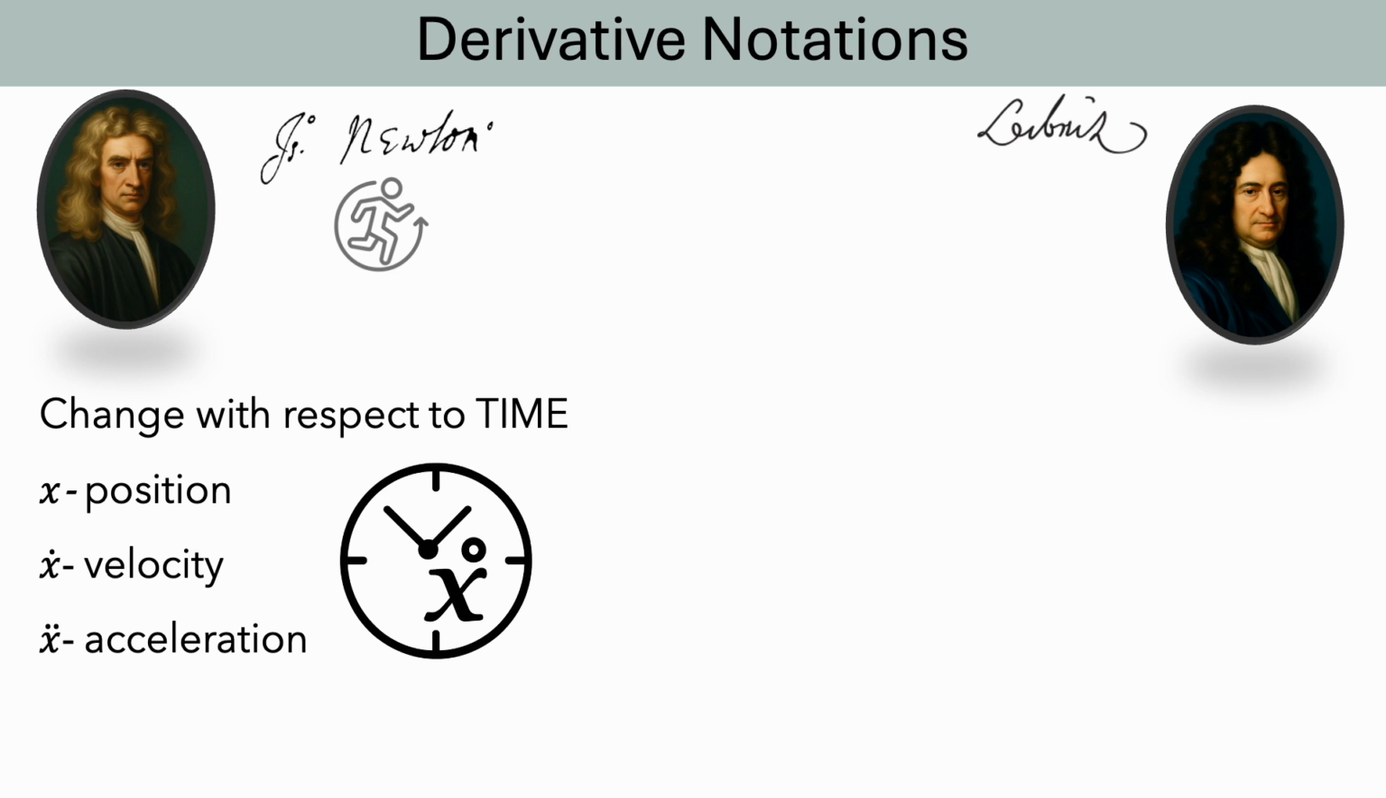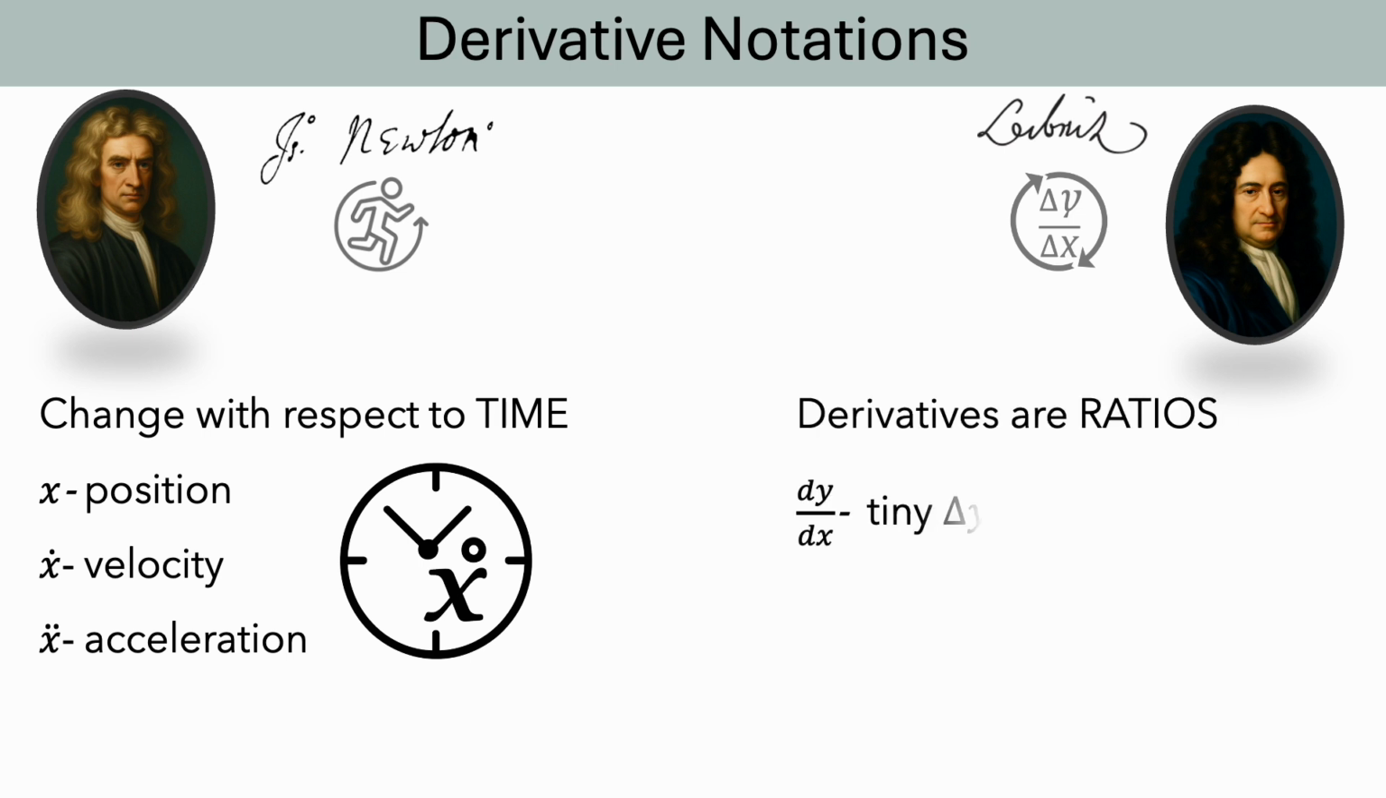Meanwhile, Leibniz had created something far more flexible. His dy dx notation looked like a fraction. And that wasn't an accident. Leibniz wanted mathematicians to think of derivatives as ratios. Tiny changes in y divided by tiny changes in x. And this notation worked for any two variables, regardless of what they represented.